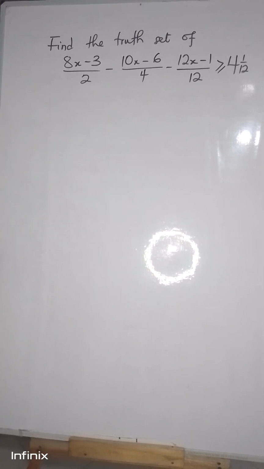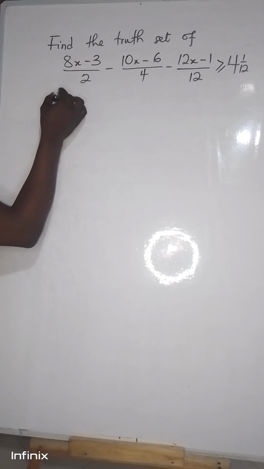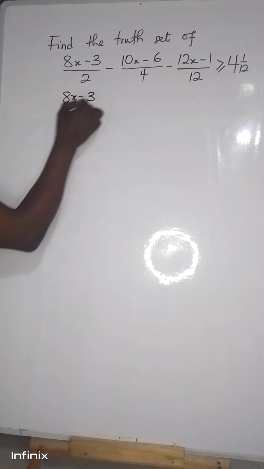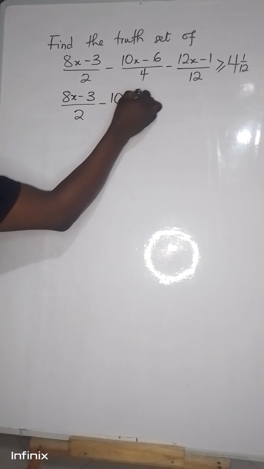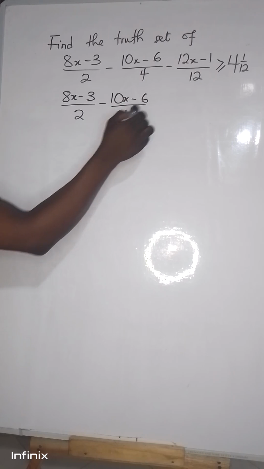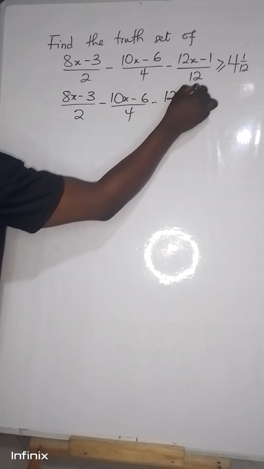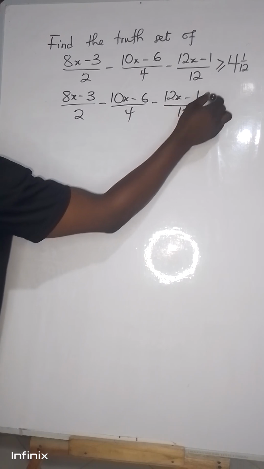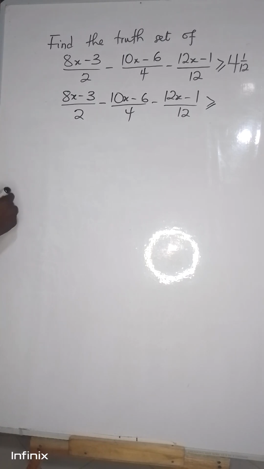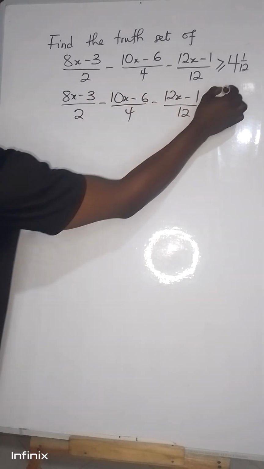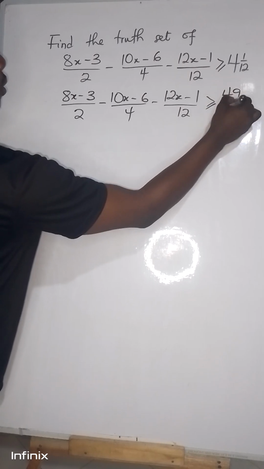We want to look at these inequalities here and how to solve them very quickly. Obviously, we have to change the mixed fraction into an improper fraction. So we have (8x minus 3)/2 minus (10x minus 6)/4 minus (12x minus 1)/12 greater than or equal to, this is 48. 12 by 4 is 48, so plus 1, you get 49/12.